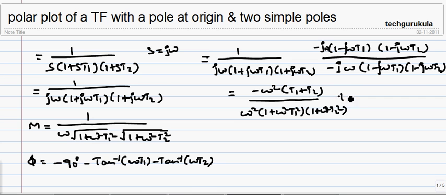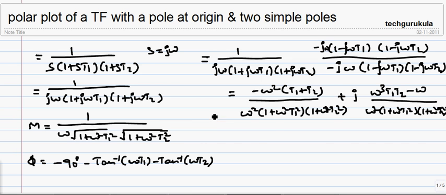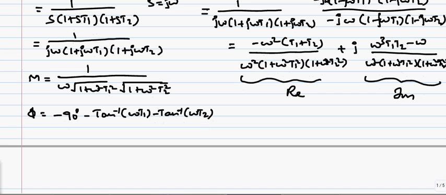Okay. And the imaginary value looks like this: omega cubed T1 T2 minus omega, all divided by omega squared times (1 plus omega squared T1 squared) times (1 plus omega squared T2 squared). Okay, this is the real value and this is the imaginary value. Now we have two forms of this equation. One is polar form, which is magnitude and phase angle. The other one is complex form, which has real and imaginary values.